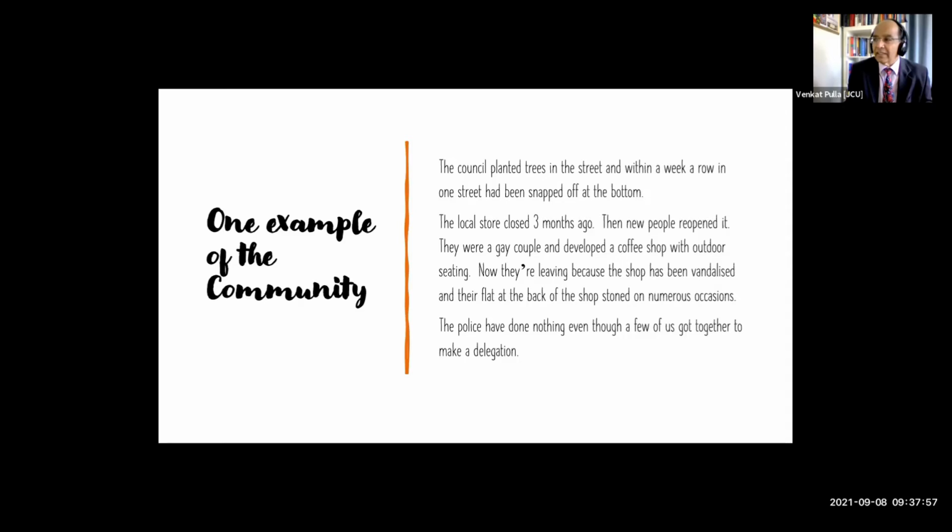The police have done nothing, even though a few of us got together to make a delegation. Now, what could police do? Their police also have certain limitations, and if it's only a level of vandalism and they can't catch them, obviously they leave it at that point of time.